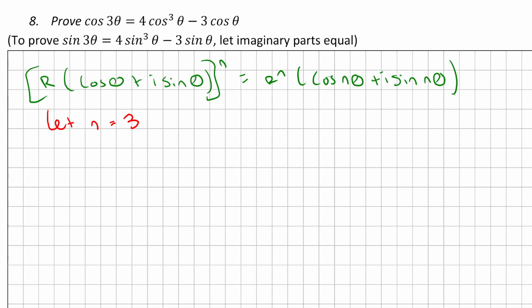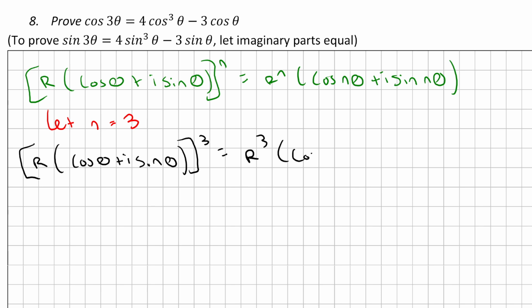Again, it's just a matter of knowing that one of these proofs requires using De Moivre's theorem, and that we let the power, n, equal to 3. So r by cos theta plus i sine theta all to the power 3 in this case is equal to r to the power 3 cos 3 theta plus i sine 3 theta.